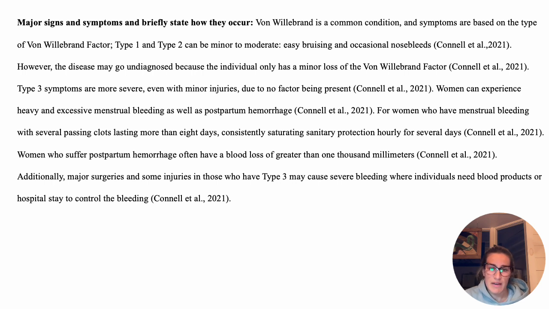Women can experience heavy and excessive menstrual bleeding, as well as postpartum hemorrhage. Signs include menstrual bleeding with several passing clots lasting more than 8 days, consistently saturating sanitary protection hourly for several days. Women who suffer postpartum hemorrhage often have a blood loss of greater than 1,000 mL. Additionally, many surgeries and some injuries in those with type 3 may cause severe bleeding, where individuals need blood products or a hospital stay to control the bleeding.